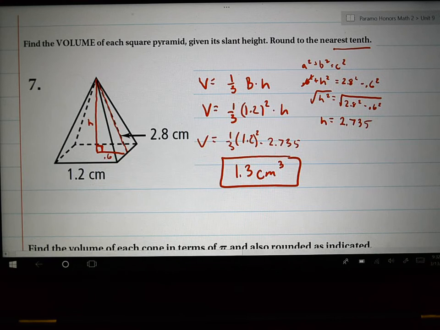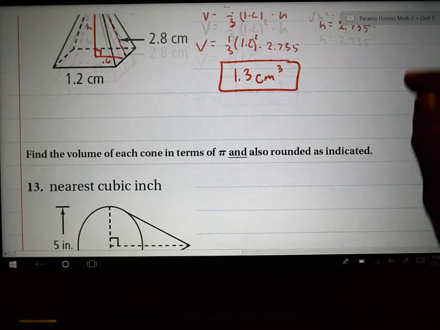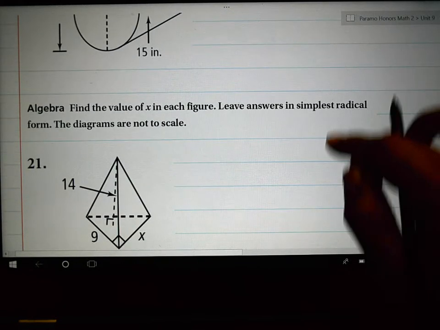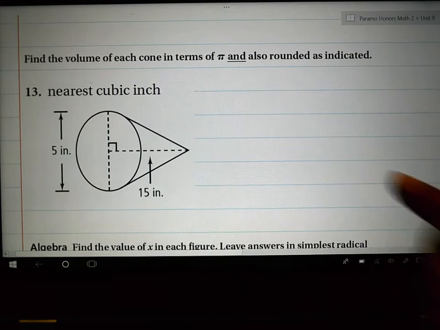Is that what you got on your calculator when you tried? I see a couple of heads nodding. That confirms. Last example? No, two more examples. Number 13.